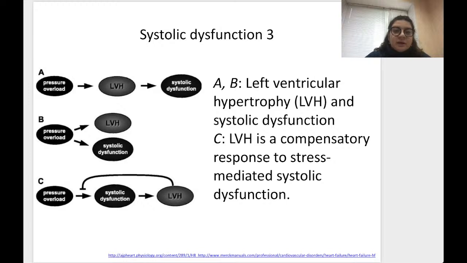Okay, and what you see here in pictures A and B is left ventricle hypertrophy leading to systolic dysfunction due to pressure overload. And in picture C, left ventricle hypertrophy is a compensatory response to stress-mediated diastolic dysfunction and worsens it by itself.